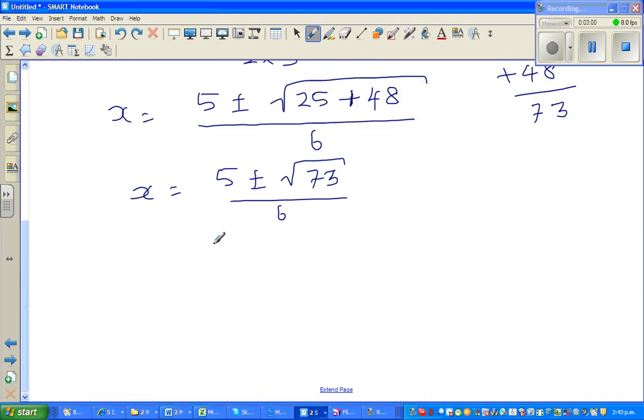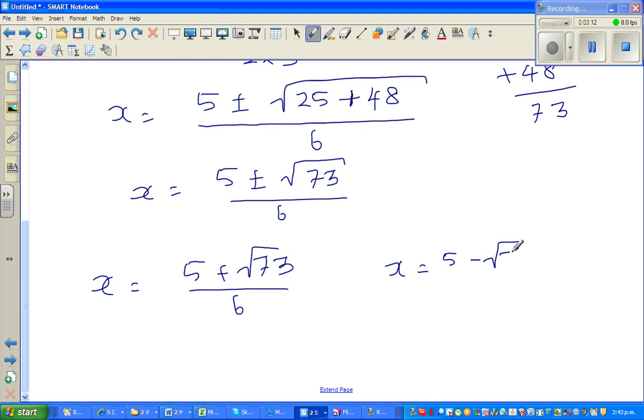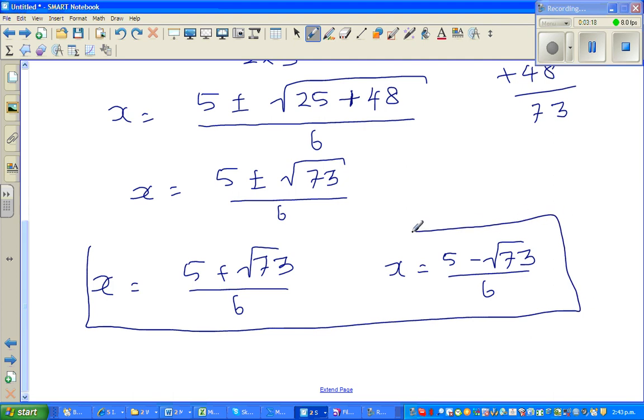So what does this mean? This means x is equal to 5 plus square root of 73 divided by 6. That's one root. And the other root is 5 minus square root of 73 over 6. Now this is called the third form. This is the most exact form, or the most complete form. Okay, so these are the two roots.